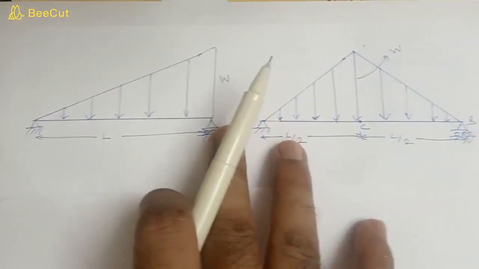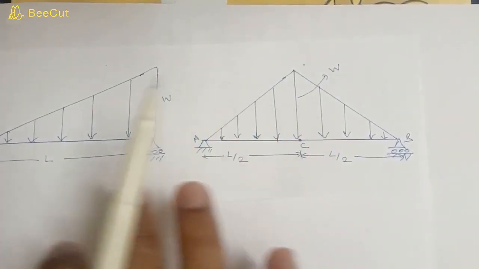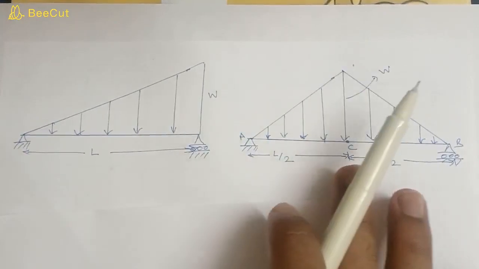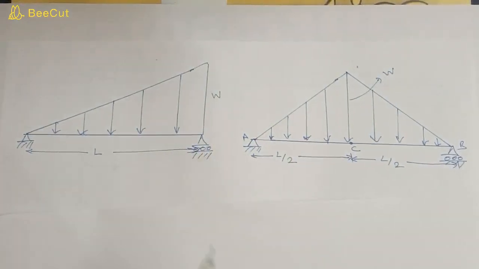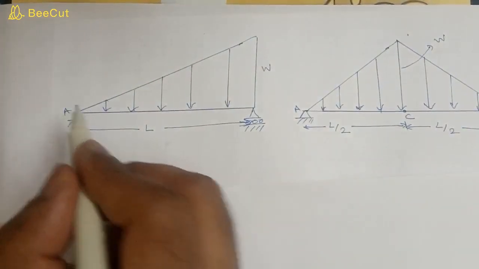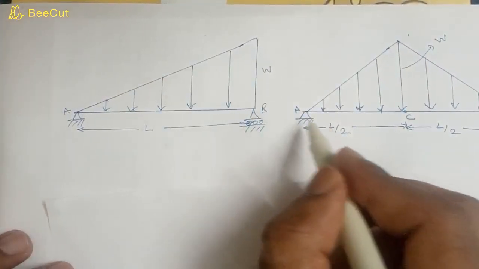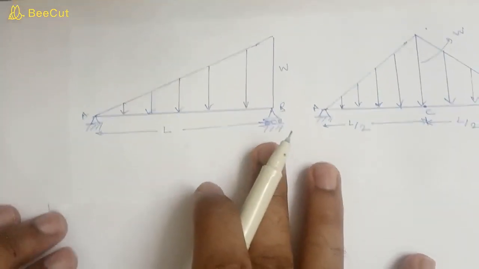So these are two types of loadings. This is the first case, this is the second case. We will try to draw the bending moment diagram and shear force diagram for these two beams, and we will also calculate the reaction forces for this beam. So suppose this is A, this is B, this is A, this is B, this is C. So let's see the first case.